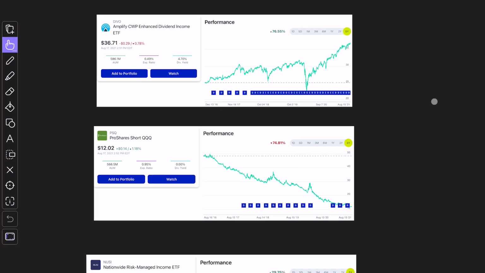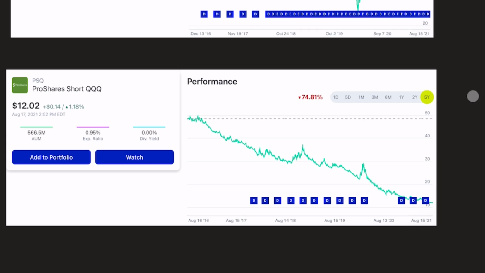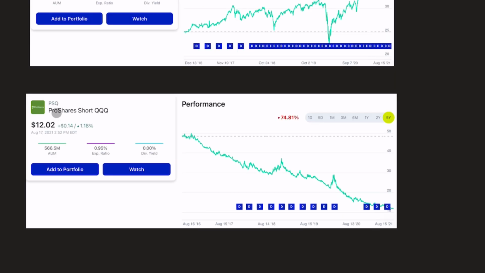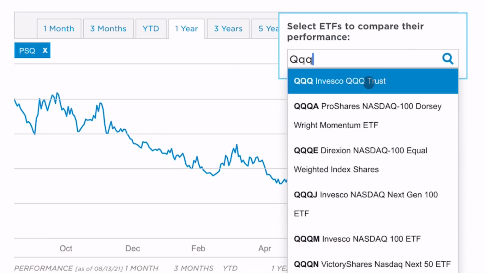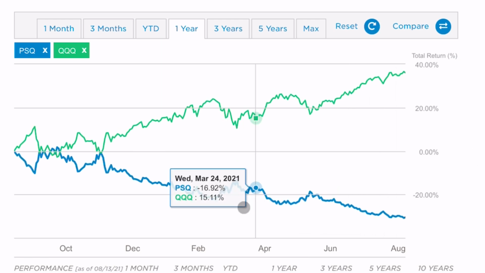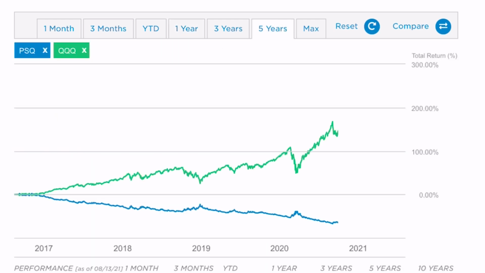Now this next one is a completely different strategy. You can see that in the long run, it's down 74%. But this one, PSQ, uses swaps to be the inverse of the QQQ. In fact, if we put this line against the QQQ, you're going to notice something pretty interesting. It is the exact inverse.